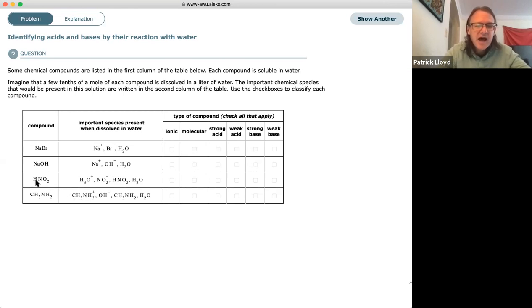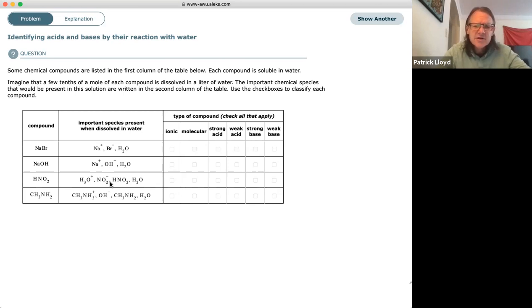The third one, you've got a hydrogen in the front. So that's telling you it's probably an acid. So let's see, H3O plus, there you go, right there. That tells you it's got to be an acid. You've got the hydronium in there. Bases don't form hydronium, acids form hydroniums. So acids are generally considered molecular compounds, not ionic.